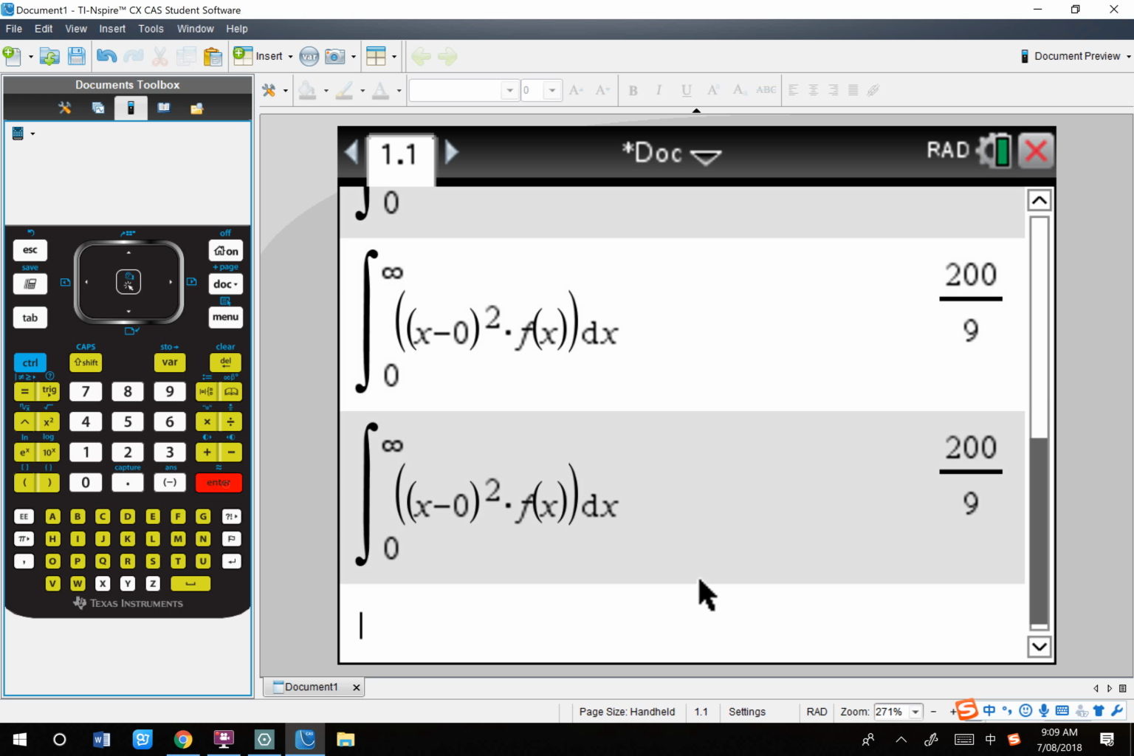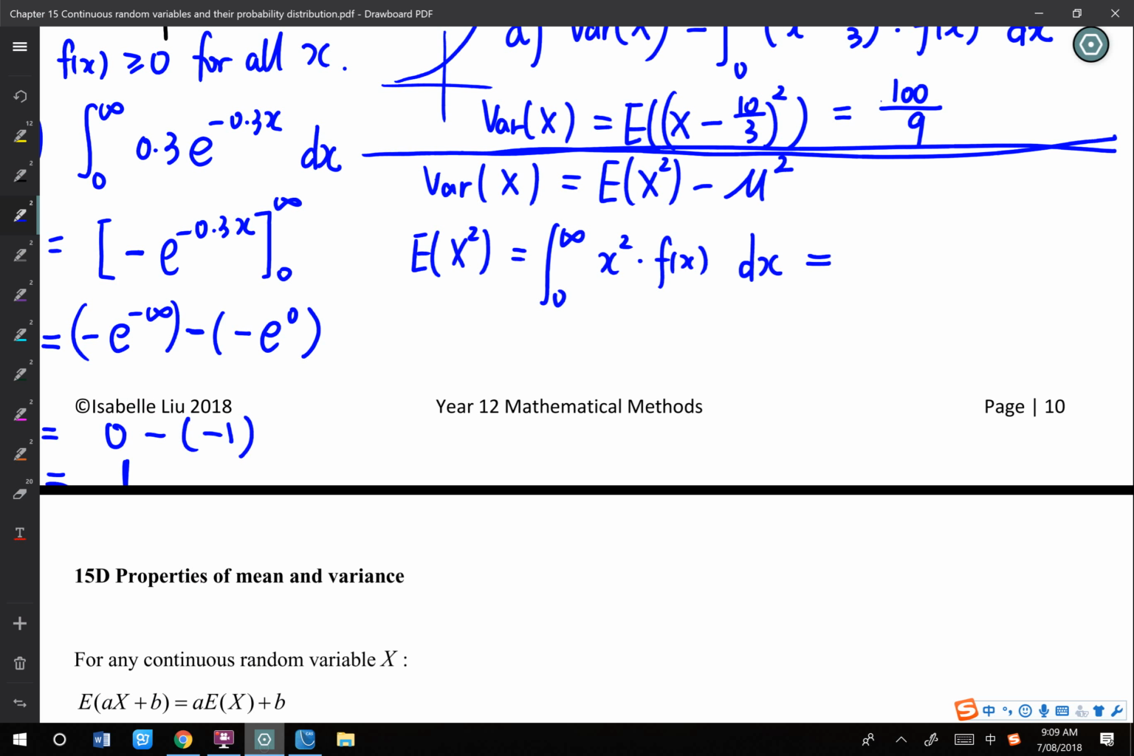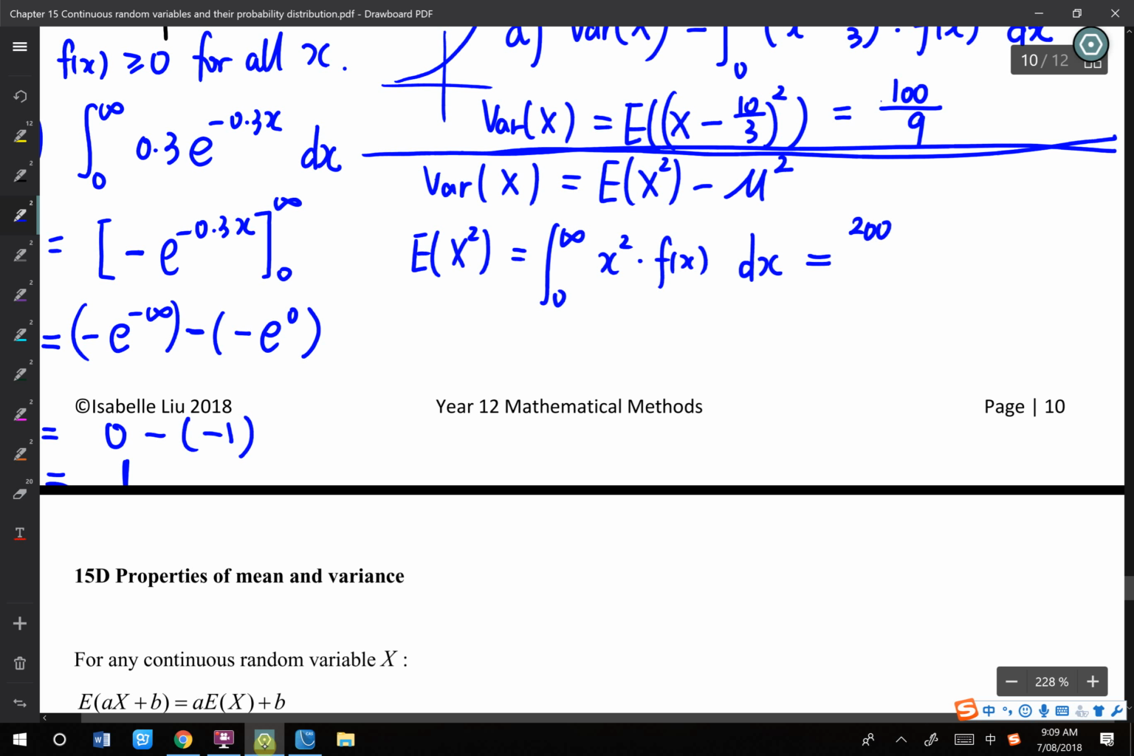Yeah, put more here. So that is 200/9. That's the integral of x squared times f(x) from 0 to infinity, which is 200/9. So the variance of X equals 200 over 9 minus mu squared, where mu is 10 over 3, so mu squared is 100 over 9. And I will have 100 over 9.